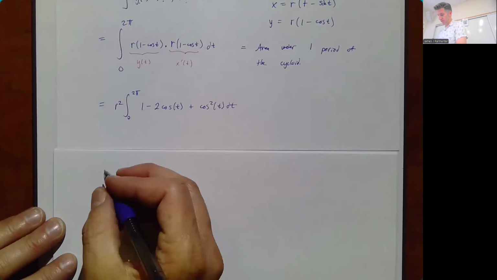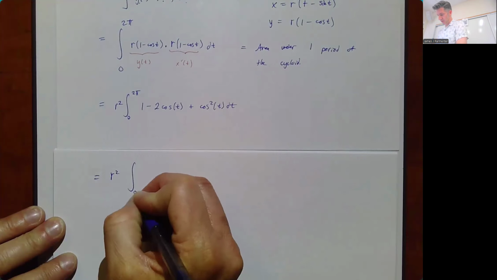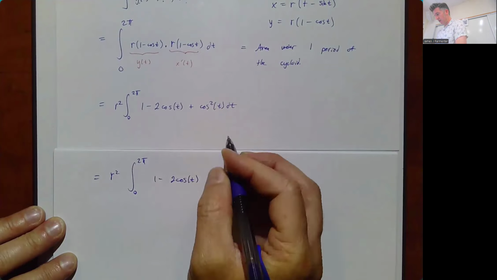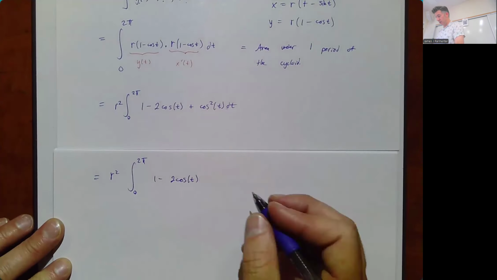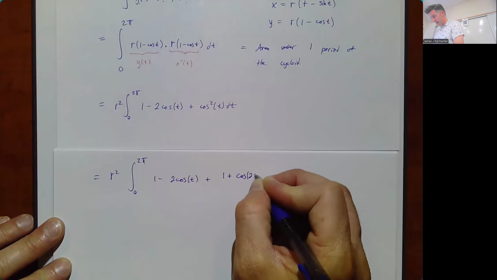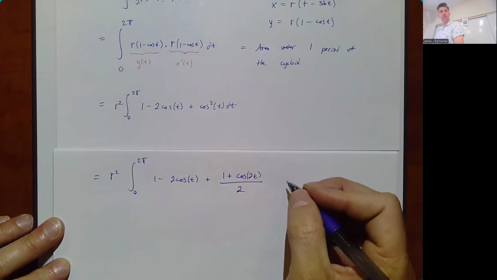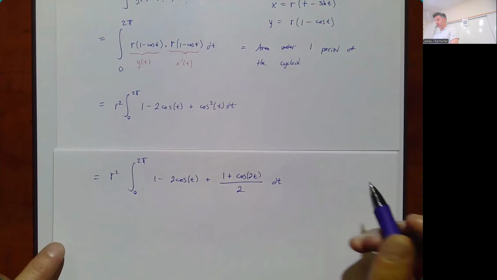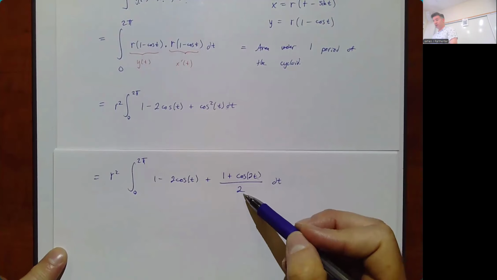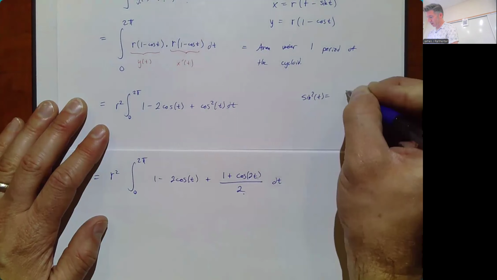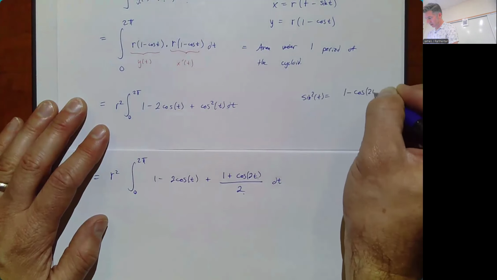This is going to be equaling r squared times the integral from 0 to 2 pi of 1 minus 2 cosine of t, and cosine squared t, we're going to replace that with the trig identity, which is going to be (1 plus cosine of 2t) divided by 2. It's how we always deal with integrating an even power of sine or cosine. Cosine squared t is equal to (1 plus cosine 2t) over 2. Sine squared t, just as a reminder, is equal to (1 minus cosine of 2t) divided by 2.